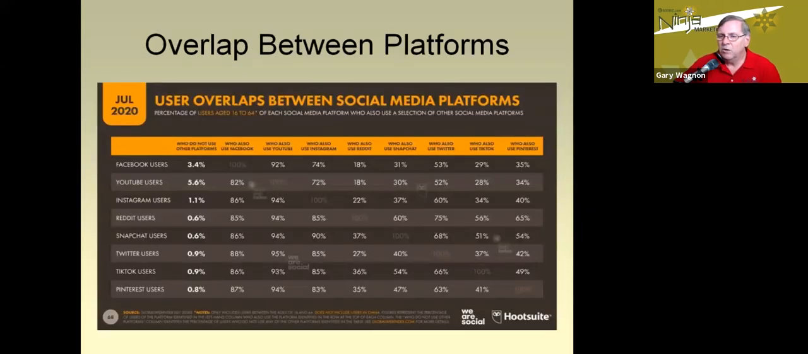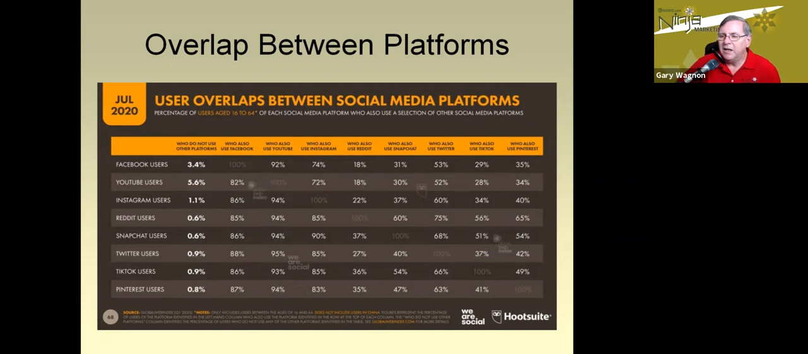Interesting little stat, and I won't go through all of this, but if you just glance at it, you'll see that there are overlaps between the platforms. So this is Facebook users, and 3.4% of Facebook users don't use other platforms, strictly Facebook. 92% of those Facebook users use YouTube, 74% Instagram, 18% Reddit, 31% Snapchat, 53% Twitter, 29% TikTok, and 35% Pinterest. So you can kind of see who uses what platforms, and it's kind of interesting.